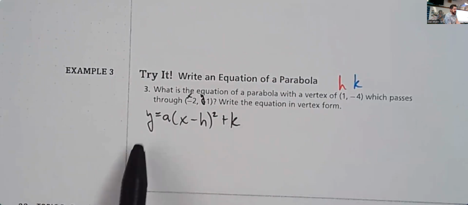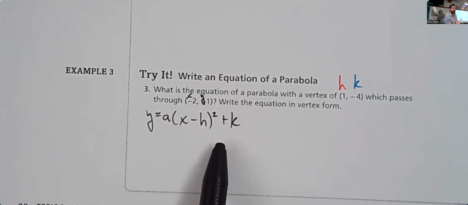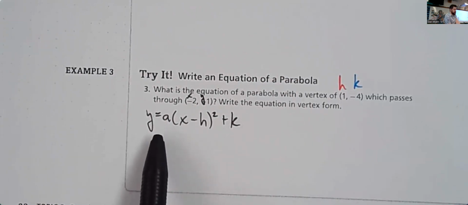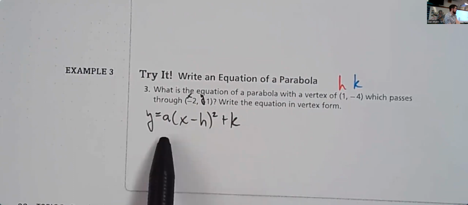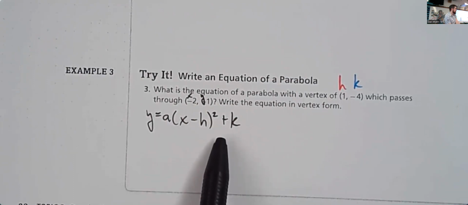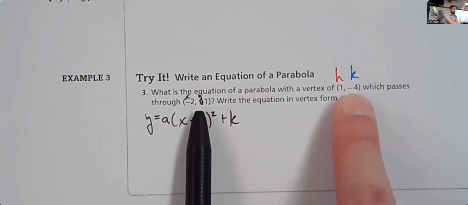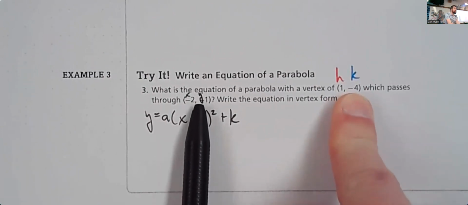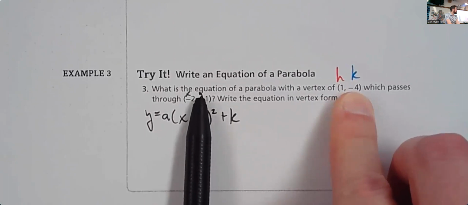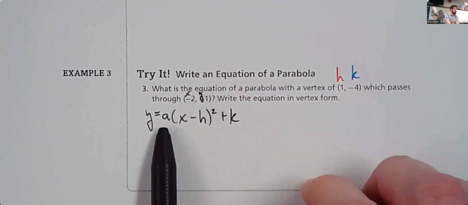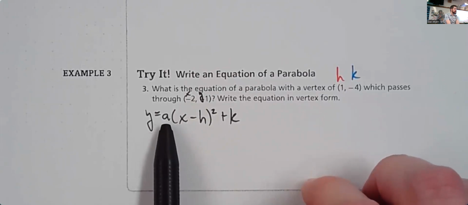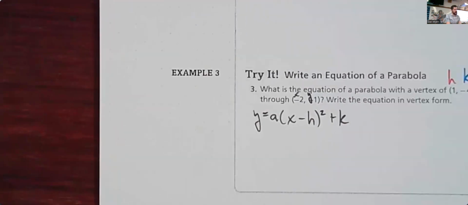Think about the variables in vertex form. How many variables are there total? We got Y, A, X, H, and K. How many total variables is that? 5. We got 5 total, right? How many of them can we put numbers in for? 4. Meaning we could solve for A.